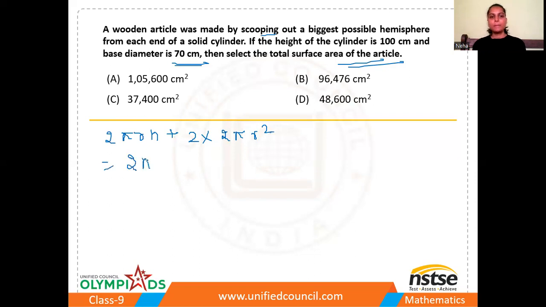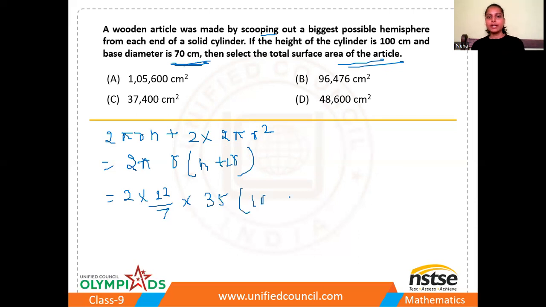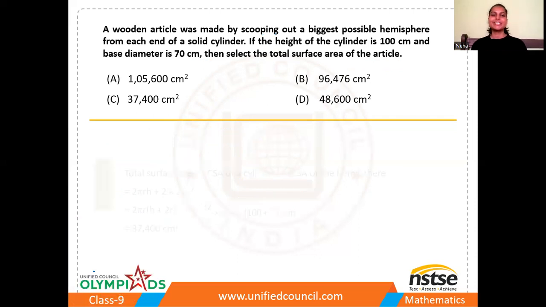So this is 2 pi r. I can take common and it becomes h plus 2r, right? So this is 2 into pi, which is 22 by 7. What about the value of r? r is given as 70 is the diameter, so r is 35. And h is given equal to 100, and 2r is 70. I can write that. Some simple calculation, and that's it. You will get the answer.